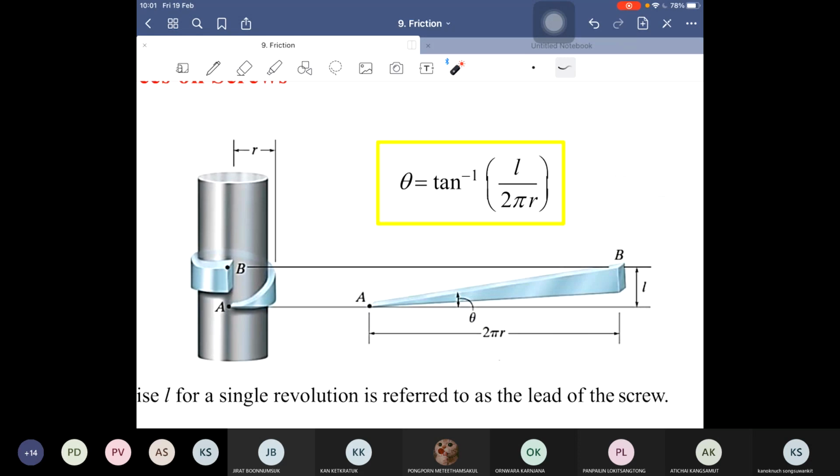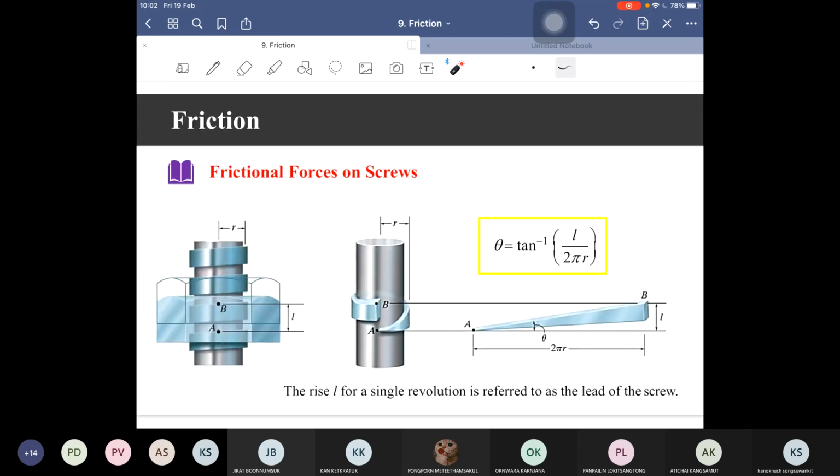Okay, sometimes this length L is called the lead of the screw because it shows the distance that the screw can travel if you turn one revolution or turn one round, 360 degrees. And how can it travel? Okay, so from this construction, we can also guess the motion of the screw.